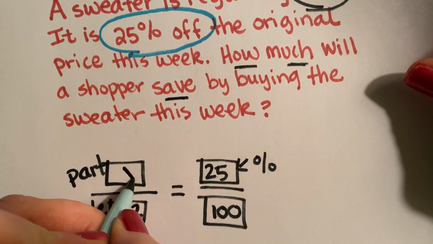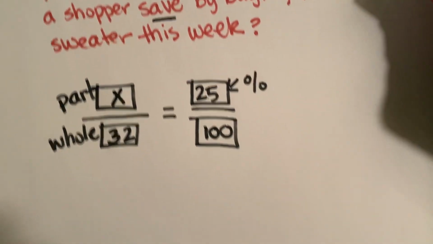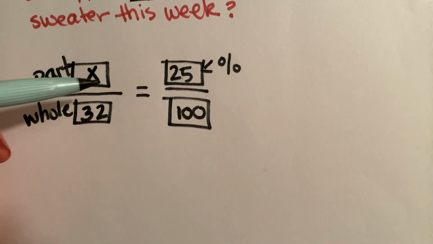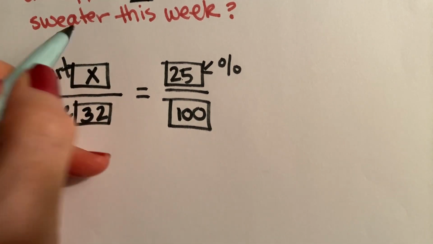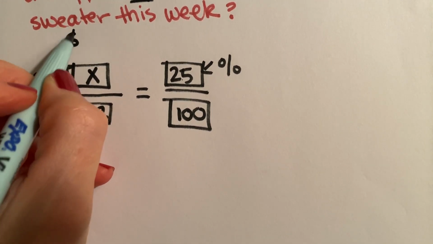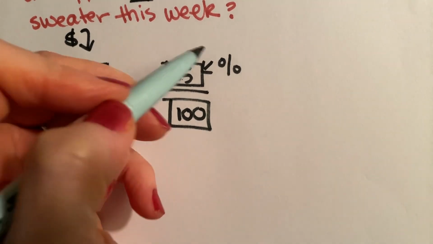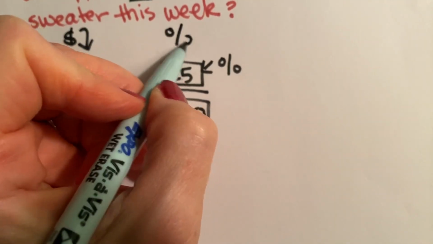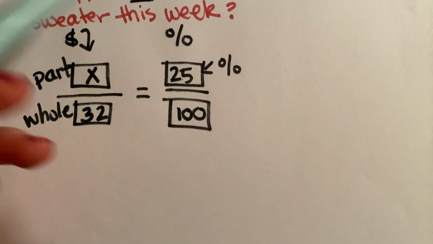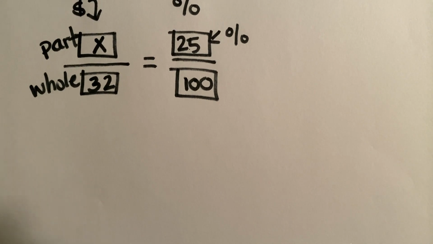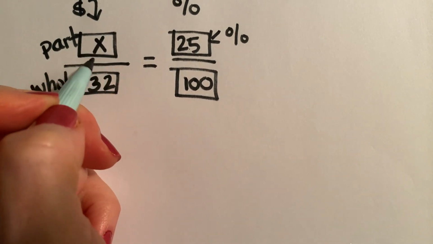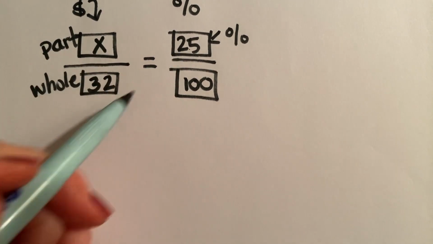How many dollars, I'm going to call this X, is the shopper going to save if we're saving 25%? So I kind of like to think of the left side as the dollars and the right side as my percent. Dollars, percent. Okay, now we've got a case of cross multiplication. We want to figure out what this is, so we're going to cross multiply.